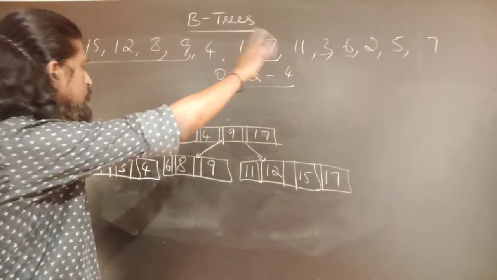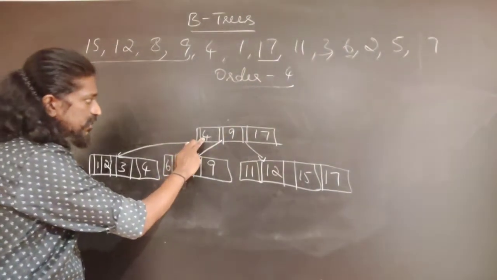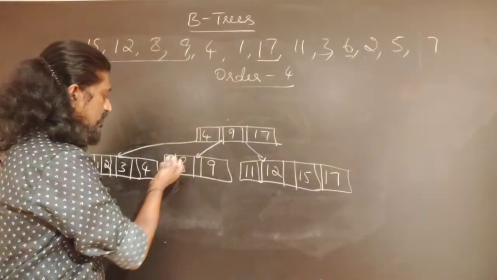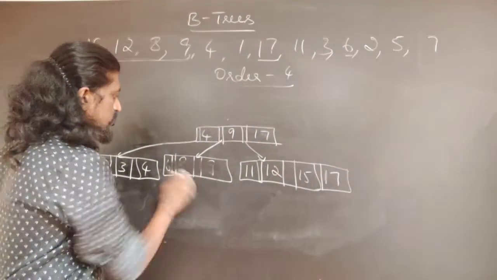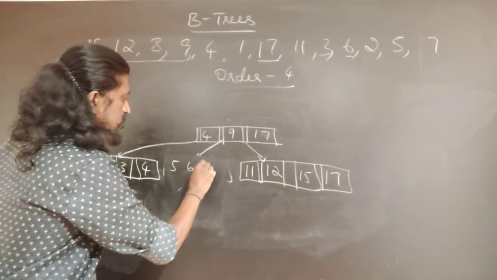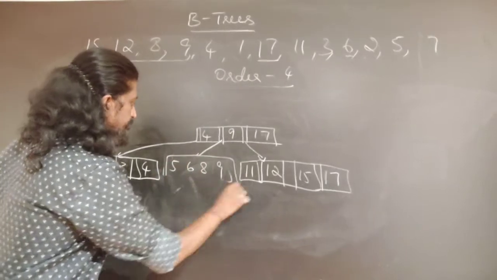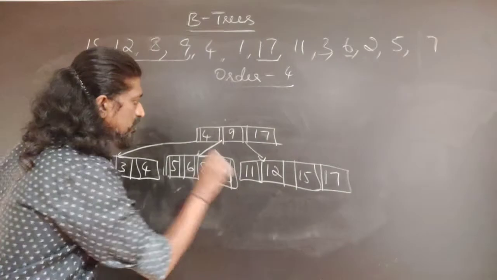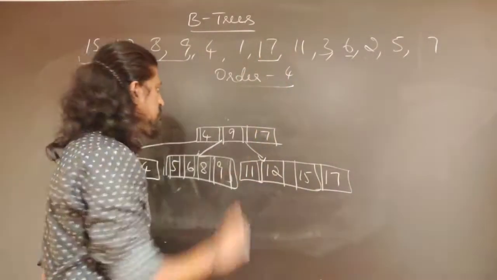Next key that we insert is 5. So when we see 5 is greater than 4 and it is less than 9. So therefore it has to come here. It is not the largest key. Okay. So therefore it will be inserted here. 5, 6, 8 and 9. Nothing else needs to be done. We will leave it. The last key is 7.